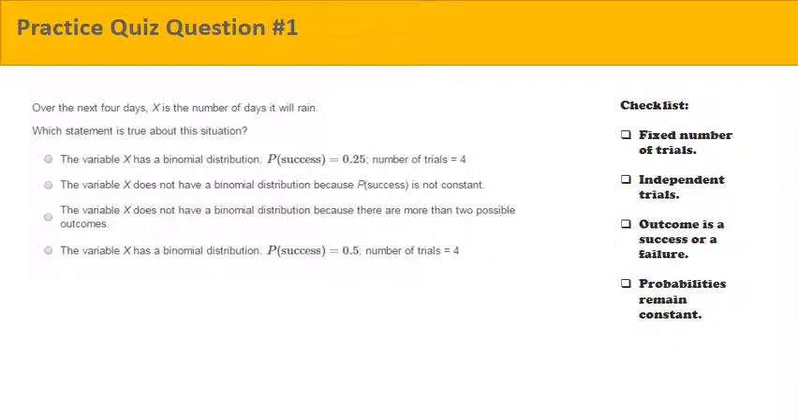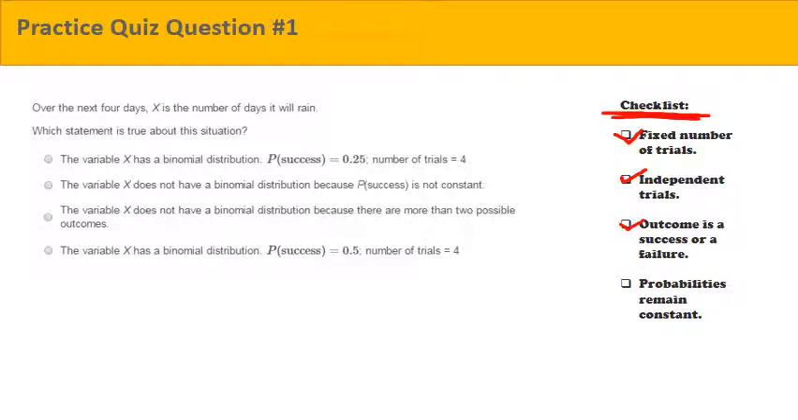Alright, so for your practice question 1, over the next 4 days, X is the number of days it will rain. So which statement is true about this situation? Now remember, when you're checking for probability distribution, you've got your little checklist over here. You need a fixed number of trials. Do we have a fixed number of trials? Yes. Are they independent? Yep, one day does not affect the other. Outcome is success or failure, so it's either going to rain or it's not, so sure. Now, the probabilities remain constant.